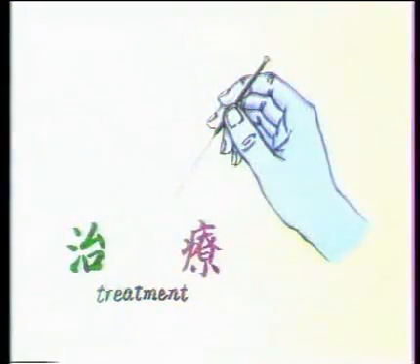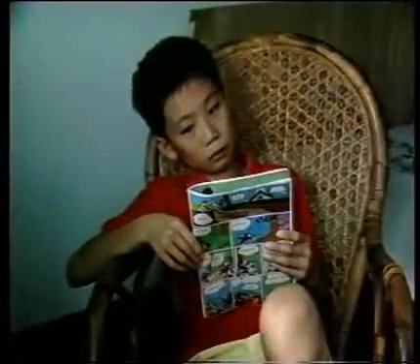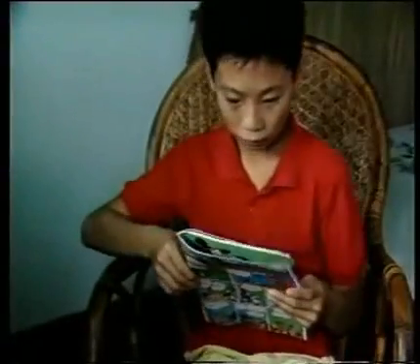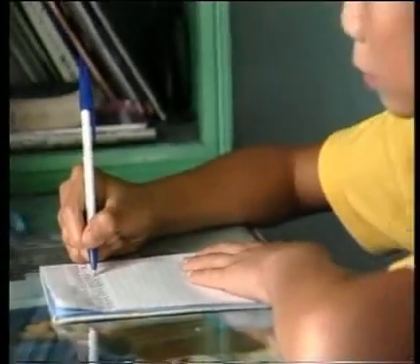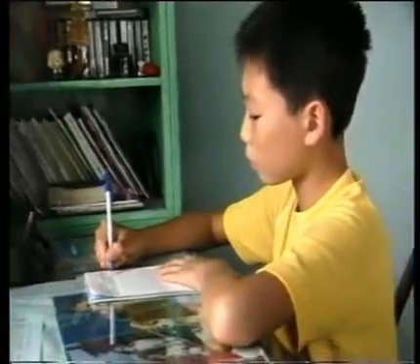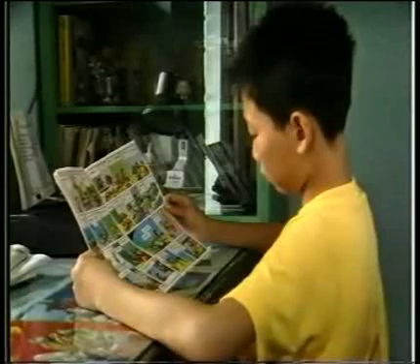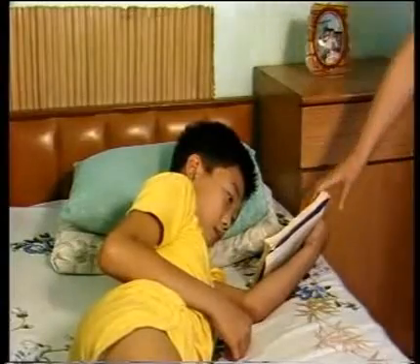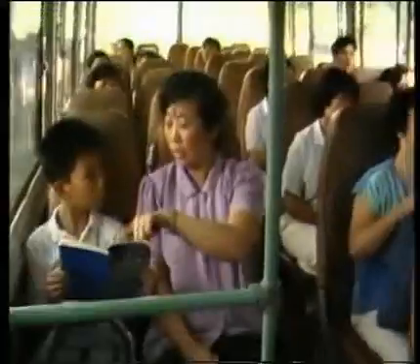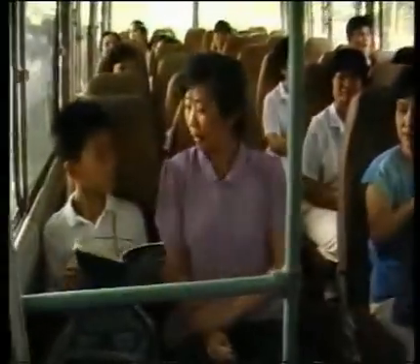Treatment. First of all, correct the unhealthy habits. Read and write with a proper posture. Keep a distance of 30 centimeters between the eyes and the book. Avoid reading in a lying position. Avoid reading during walking or while on the bus.